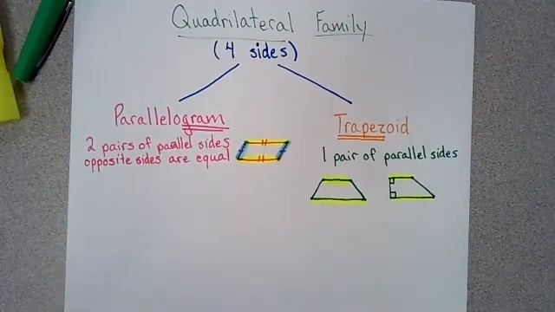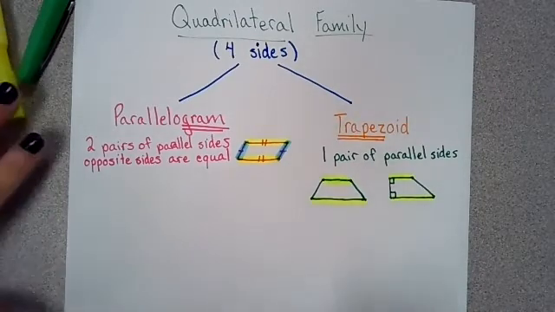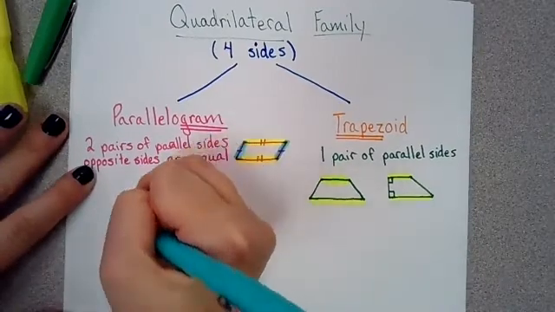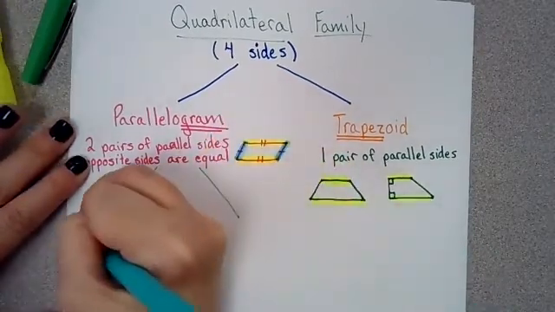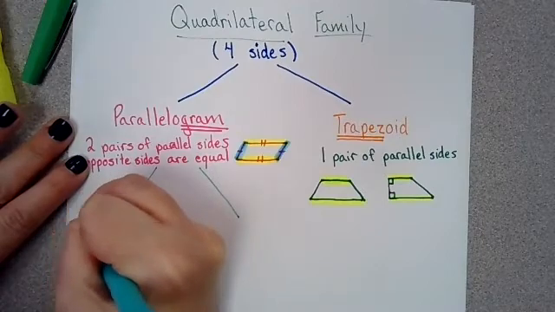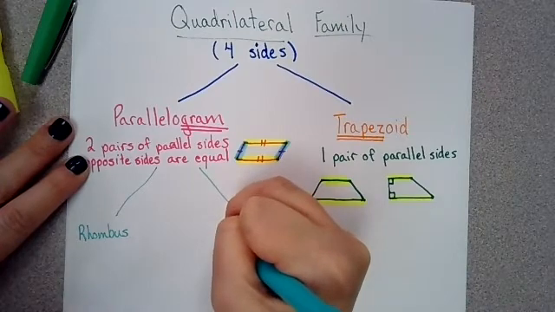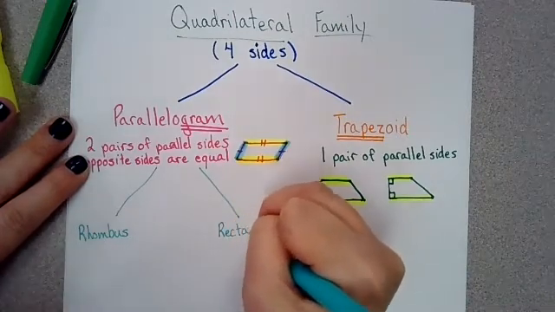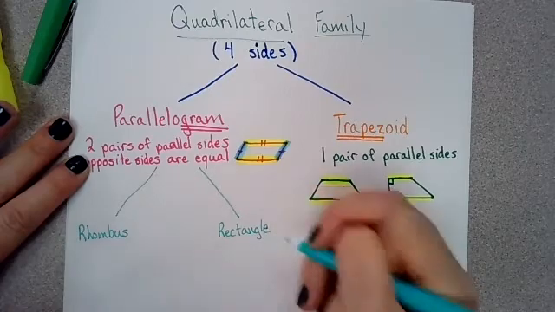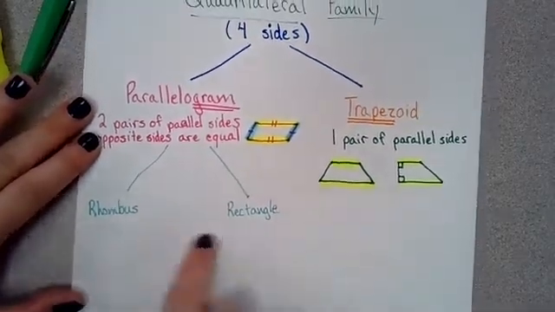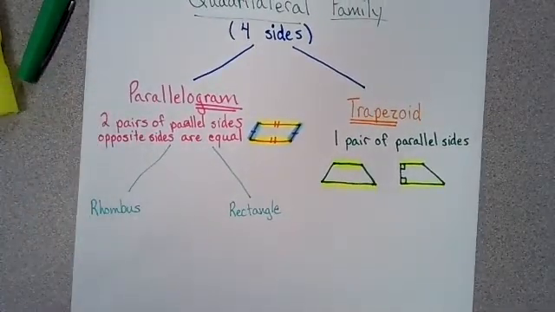Now, parallelogram has two kids, and he has two kids at the same time. So, in the grand tradition of having twins, people like to give twins the same letter for their first name. So he has two kids. One is named Rhombus, and one is named Rectangle, okay? And they are fraternal twins, meaning that they're still twins, but they're not exactly the same, okay?